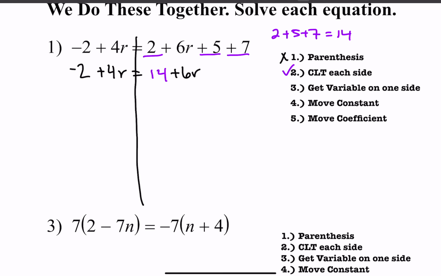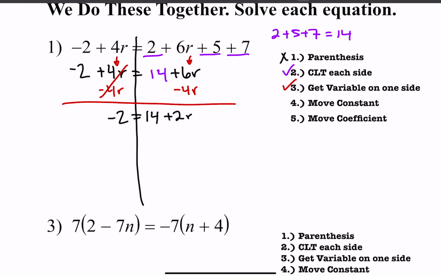Our variable's on both sides, so we need to get it on one side, okay? You can either subtract the 6r or you can subtract the 4r. It does not matter. I'm going to subtract the 4r and see how I line it up. That's what you want. That way you know, hey, these are gone. We're just left with that -2. 14 hasn't changed, right? Because it doesn't get minused. But now we have 6r minus 4r. Well, that gives us plus 2r.